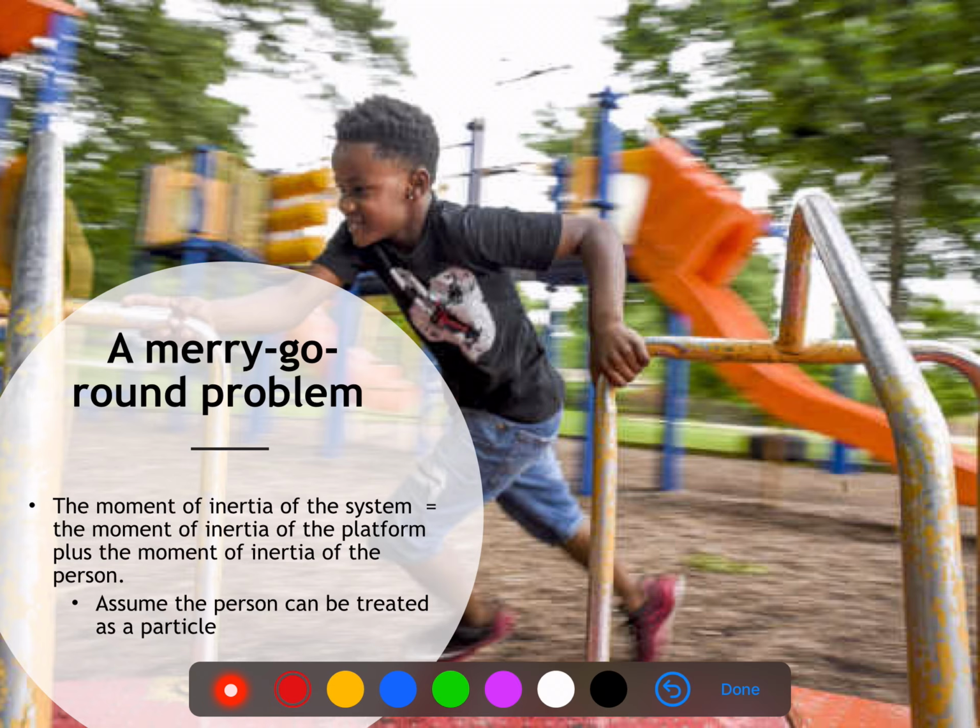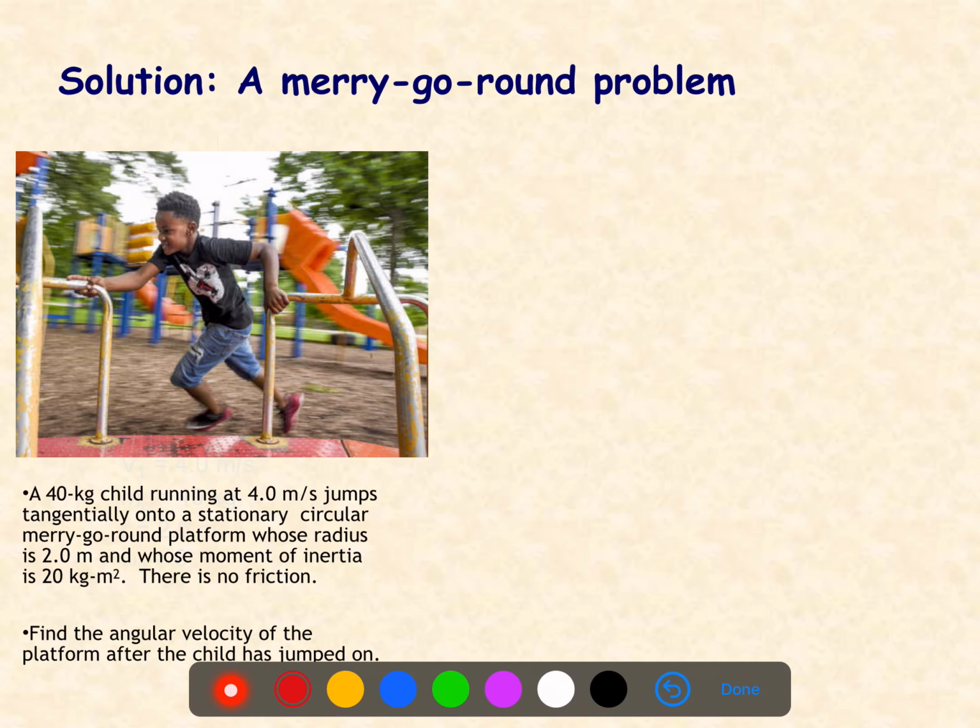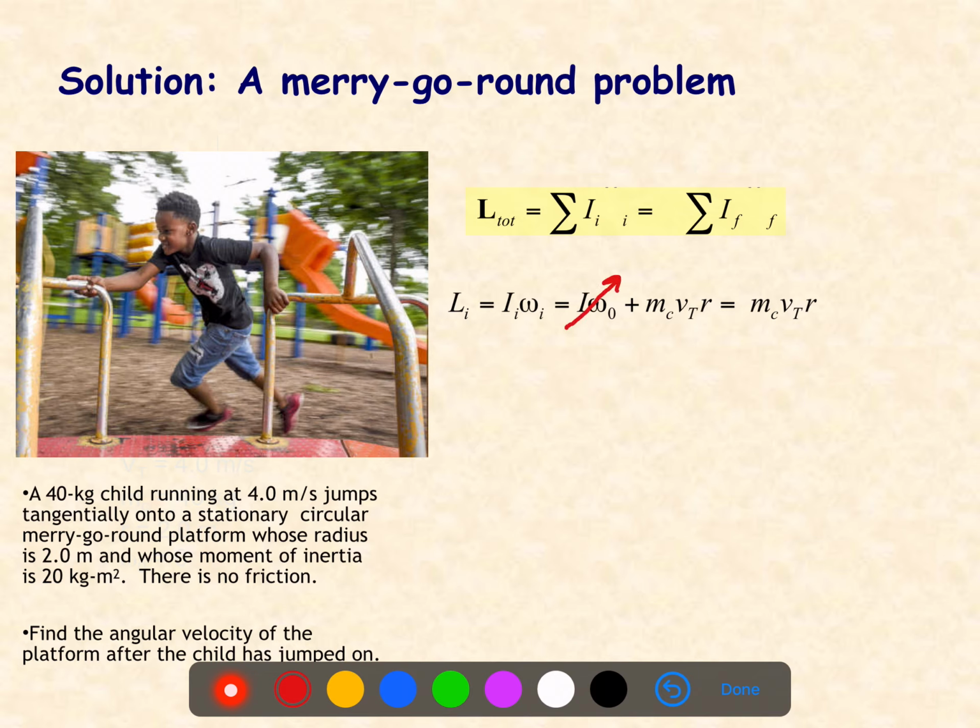In the initial state, it's just the child who has linear momentum, which we can look at in terms of the angular momentum. And then in the final state, the child that we can treat as a particle rotating about the center gets added to the moment of inertia of the disc-like shape of this merry-go-round. So in the initial state, then, this platform is not moving, so we can take that out of our sum, and the only thing that has momentum, angular momentum, will be the child.